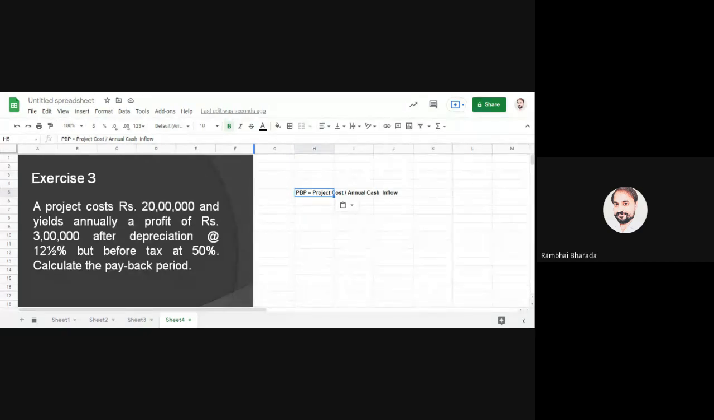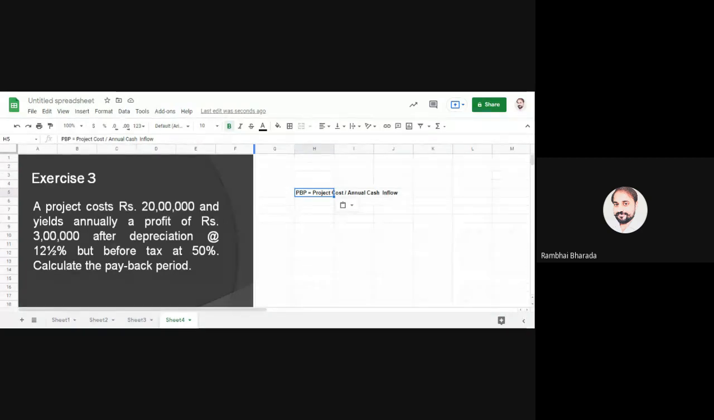What is the difference between question 2 and question 3? Because it is again important to identify the type of question, which formula, which calculation is there. A project costs rupees 20 lakh and yields an annual profit of 3 lakh, after a depreciation of 12.5%, but before tax of 50%. Calculate the payback period.